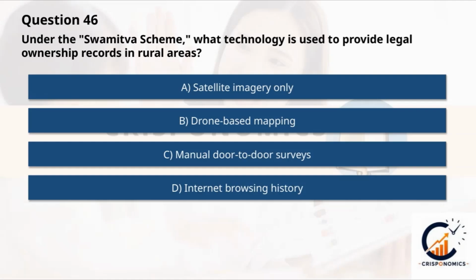Let's look at the technology behind the Swamitva scheme, which helps provide legal ownership records in rural areas. The question is, which method do they use? Is it satellite imagery alone, drone-based mapping, manual door-to-door surveys, or internet browsing history? Understanding the right technology here shows how modern tools are making a real difference in land record management.